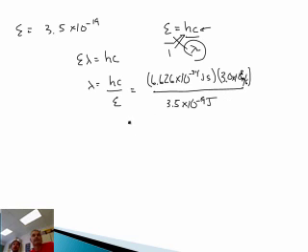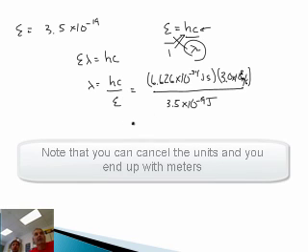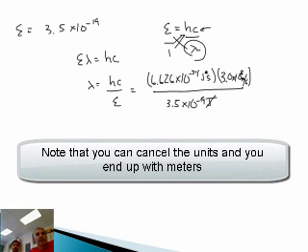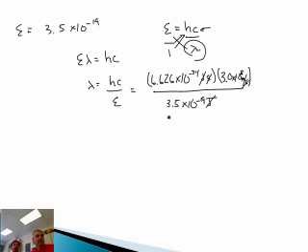Can we cancel the units real quick and see what units we're going to be left with? Joules will cancel, and the seconds, one's on top and one's on the bottom, so we're going to end up with meters. Meters, and that's what your wavelength needs to be in.